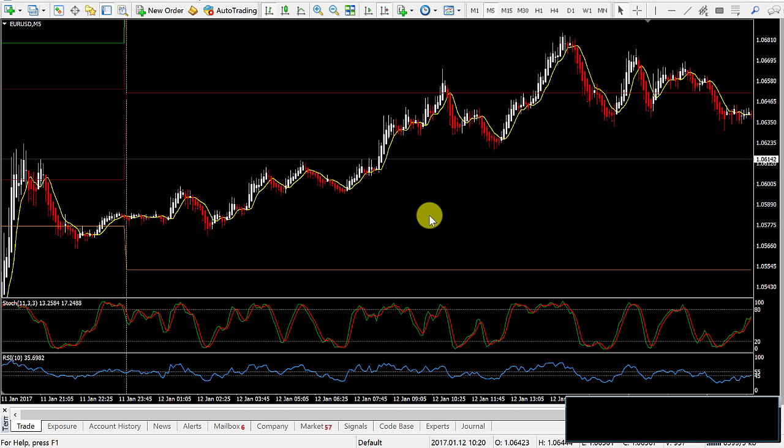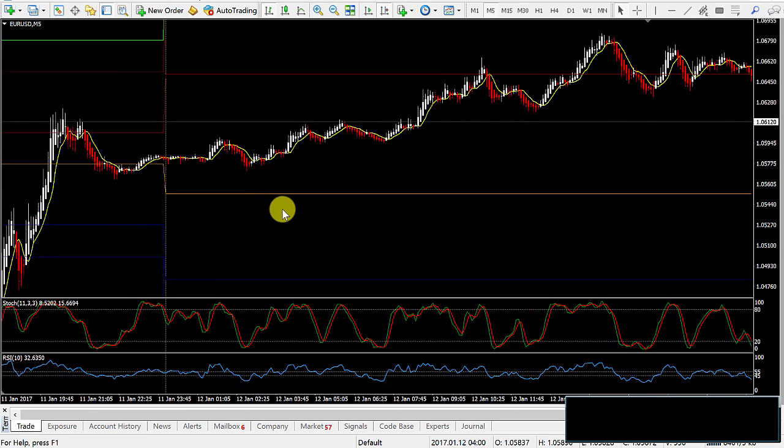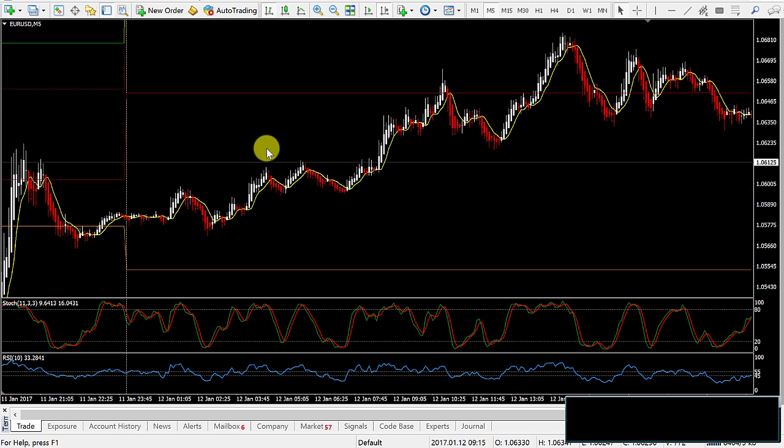Okay, let's talk about break and retests. These are the easiest setups. Why? Because we are automatically going with the trend if we follow a break and retest pattern, and we mostly look for local structures, but we can also look for global structures.